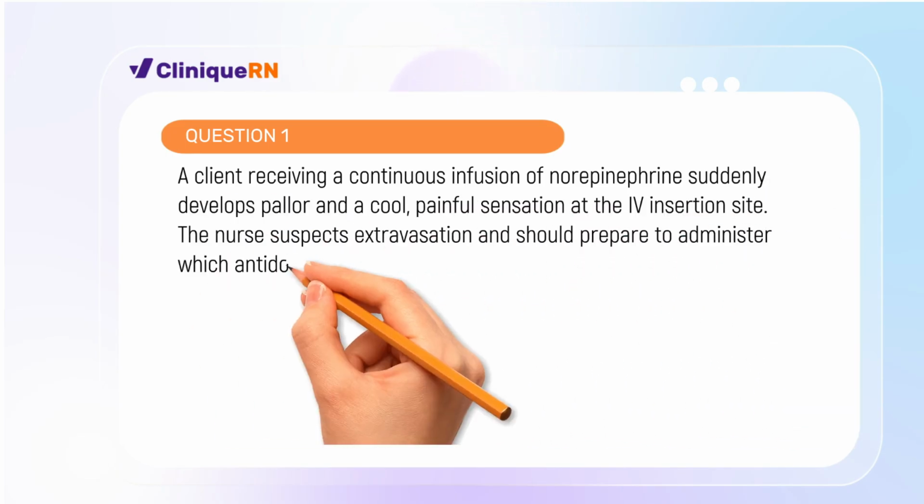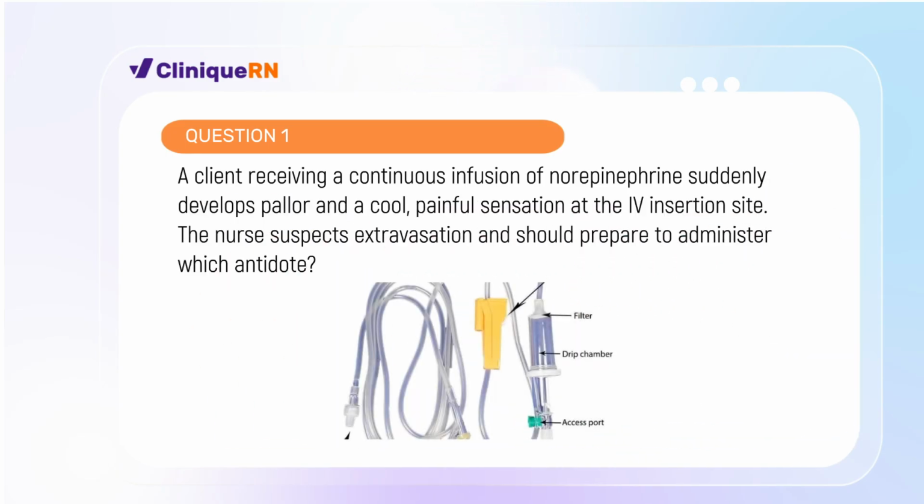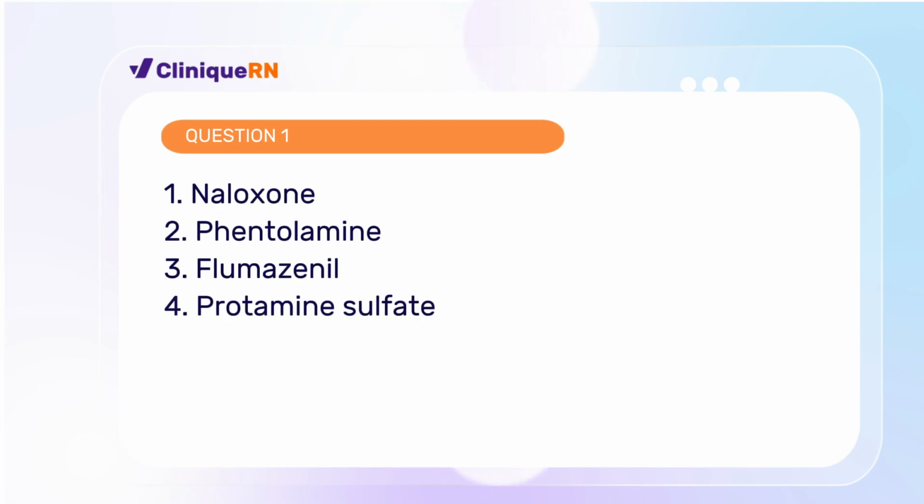Question 1. A client receiving a continuous infusion of norepinephrine suddenly develops pallor and a cool, painful sensation at the IV insertion site. The nurse suspects extravasation and should prepare to administer which antidote? 1. Naloxone. 2. Phentolamine. 3. Flumazenil. 4. Protamine sulfate.